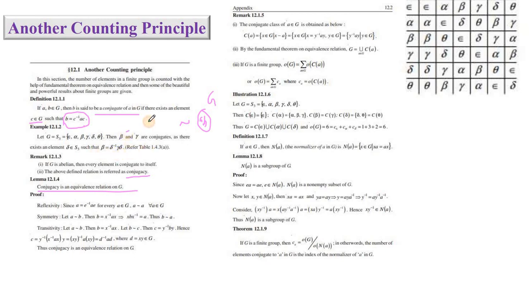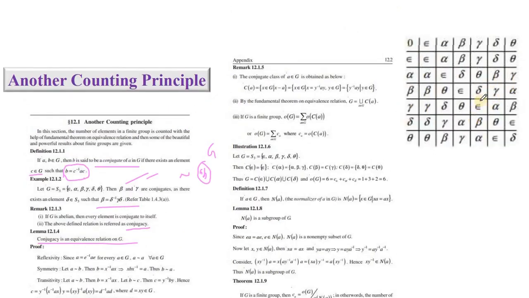We are going to say that beta and gamma are conjugates. So that means if I am able to write my beta and gamma in terms of some other element like this. You can verify from the table that delta inverse is theta, because delta with theta only gives me epsilon. So delta inverse is theta.